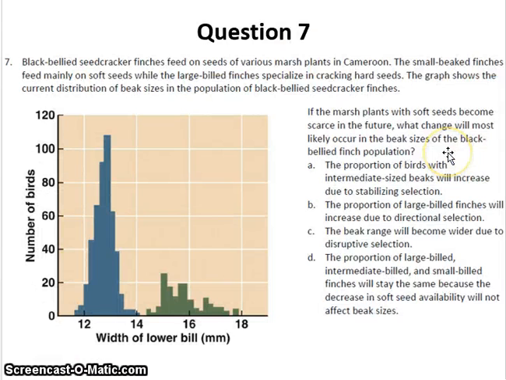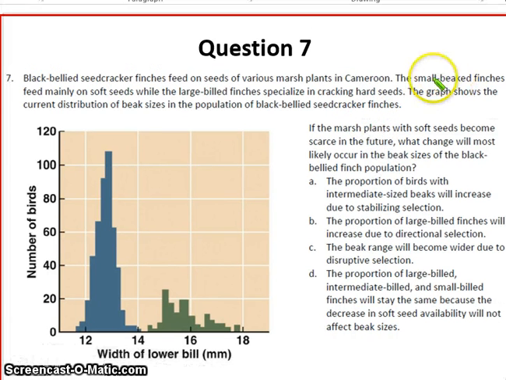Let's go on to the next one, and it's question 7. We're looking at the black-bellied seed cracker finches of Cameroon, and it tells us up here, the small beak finches feed mainly on soft seeds. The large-billed finches are for the hard seeds. So we have a connection. I just want to make sure I don't lose that. We've got the small bills are going to eat the soft seeds. The large bills stick with the hard seeds.